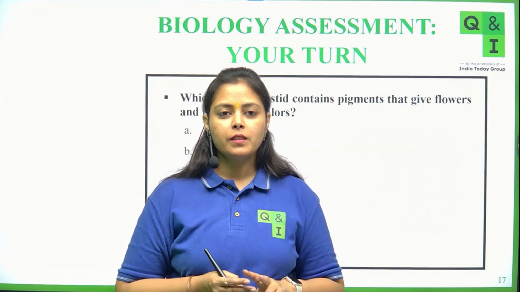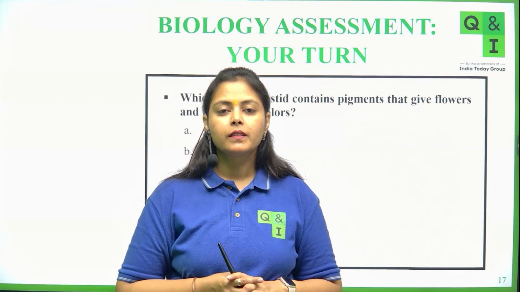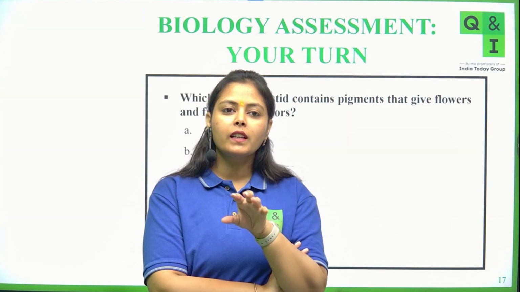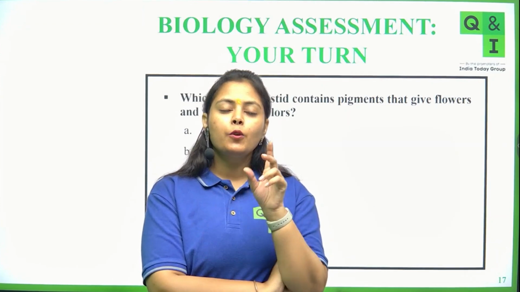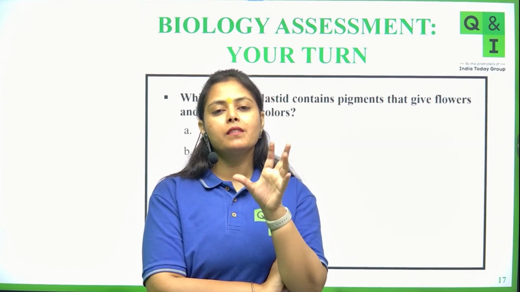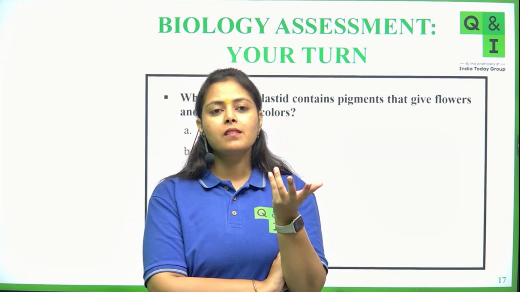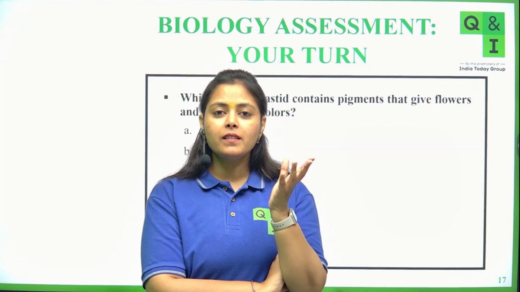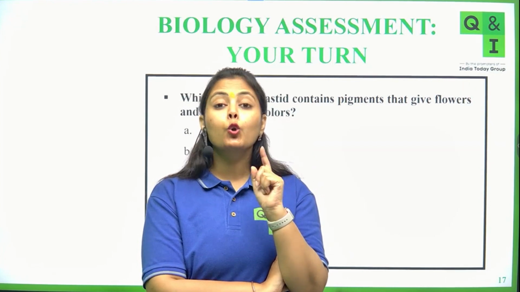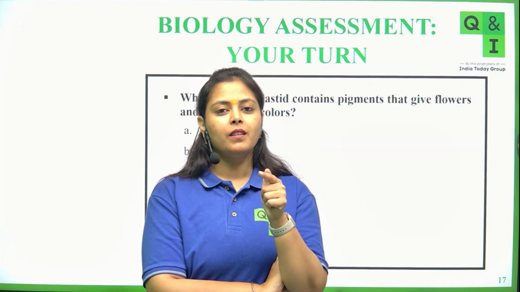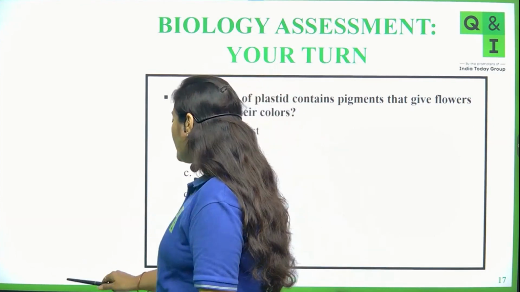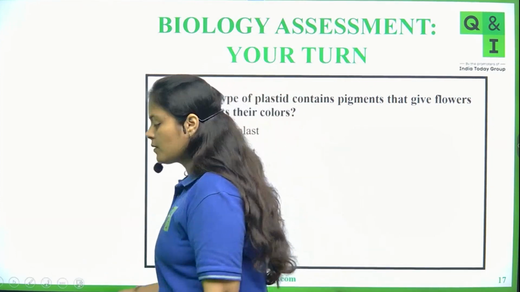The two types of plastids would be colored or colorless. Name the two types of plastids. The colored plastids are called chromoplasts. Okay, so I think there is still some confusion with this.